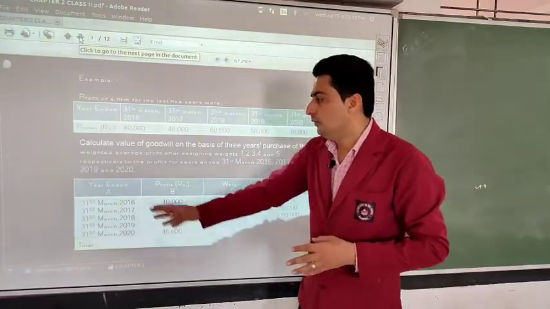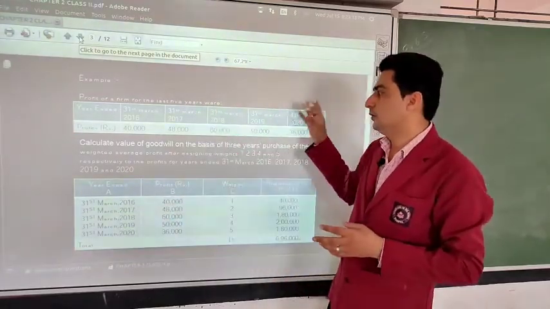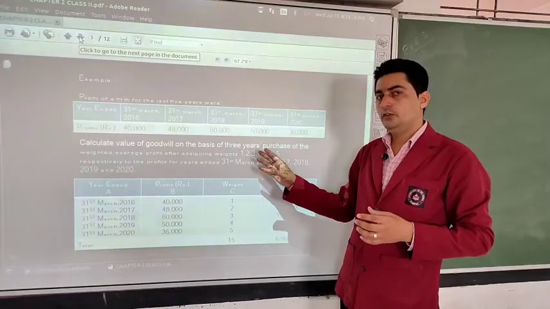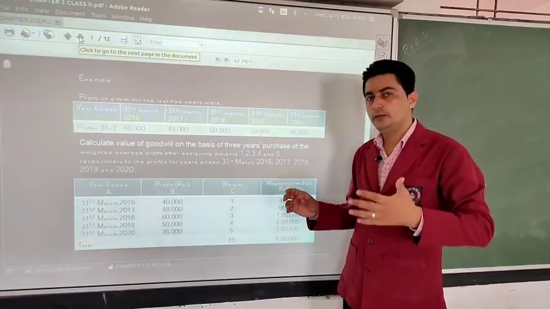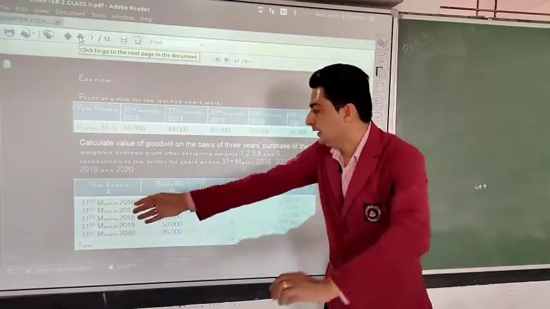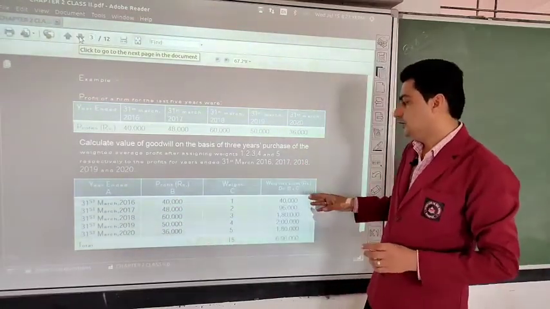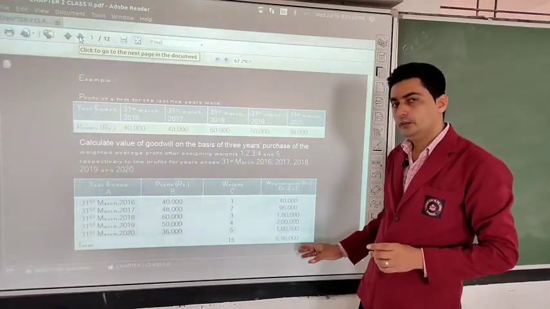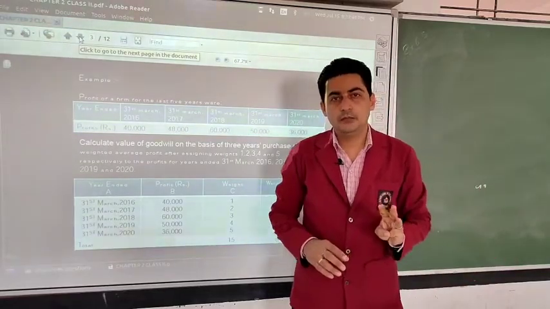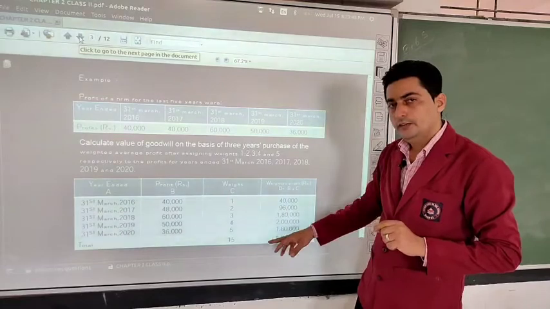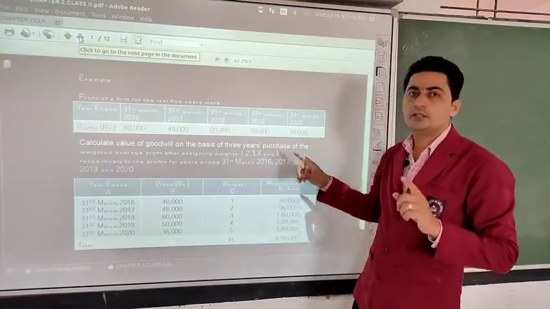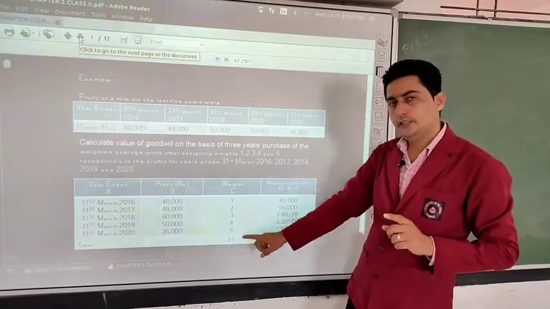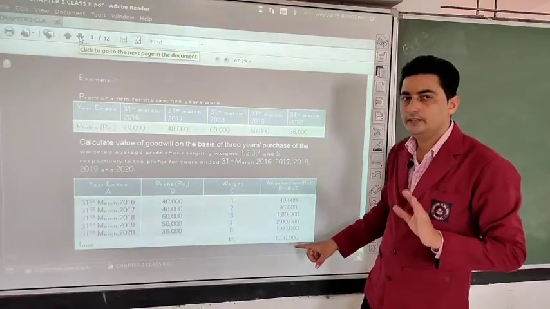Let us revise one more time. First of all, you will write your years, whatever is given in your question. Then profit, it will also be given in your question. Then weightage, if it is not given in your question, by default the weightage is 1, 2, 3, 4 and 5, and like this it goes on. Then after writing weightage, you will multiply profit with weightage to get weightage profit. Once you calculate weightage profit, you will add them to get total weightage profit. So here three things are very important. First is total weightage profit, second is total weightage, and third is number of purchase years. So number of purchase years was 3, total weightage is 15 and total weightage profit is 6,96,000.